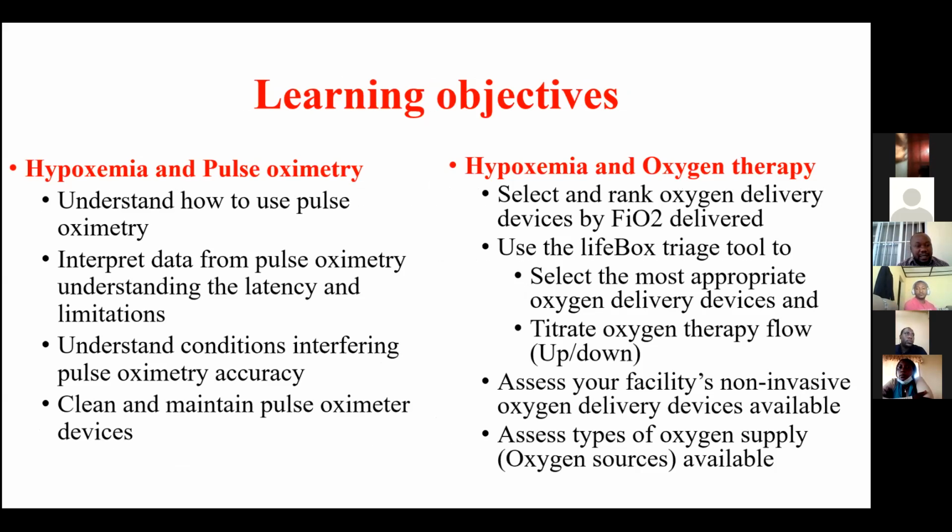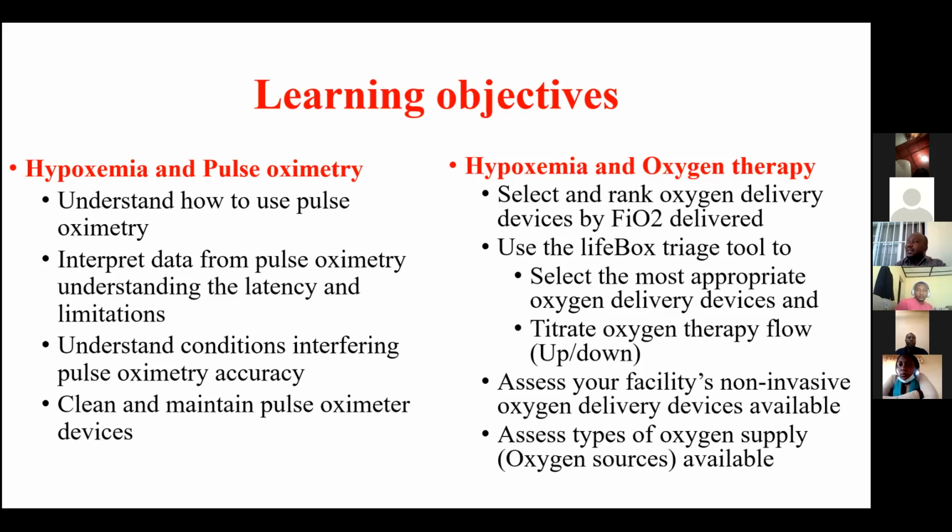For part one, we have to understand how to use a pulse oximeter correctly and appropriately, and how to interpret data from pulse oximetry, while understanding the latency and the limitations of the machine you are using. Third, we have to understand the conditions that may interfere with pulse oximetry accuracy. Not every reading on the pulse oximeter is exactly the condition the patient is in. Also know how to clean and maintain the pulse oximeter device for the next use.